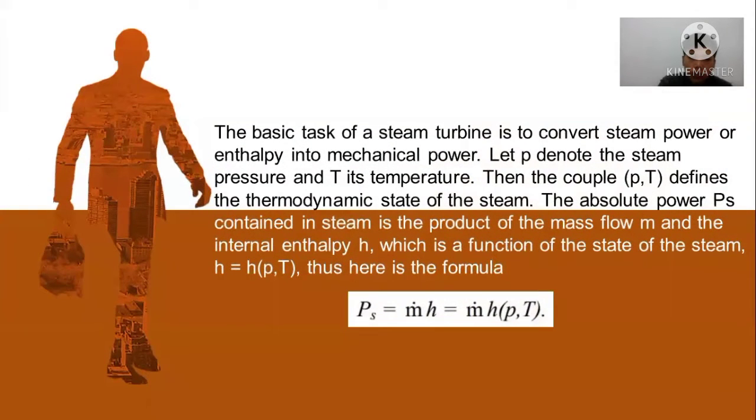Okay, next slide. The basic task of the steam turbine is to convert steam power or enthalpy into mechanical power. Let's begin at the steam pressure and its temperature. Then the couple P, T defines the thermodynamic state of the steam. The absolute power PS function in steam is the product of the mass flow and the internal enthalpy, which is a function of the state of the steam. Here is the formula.